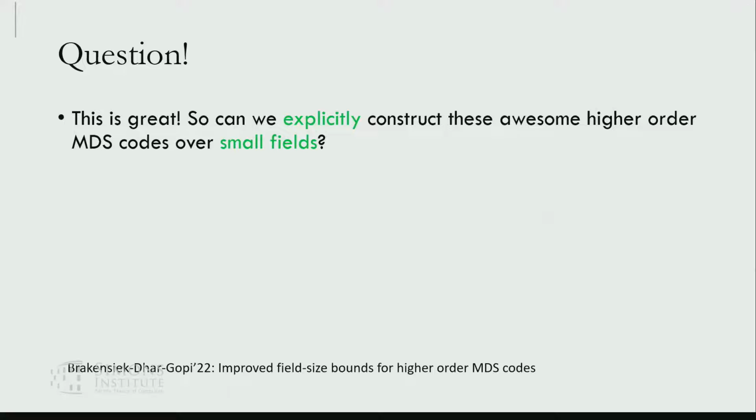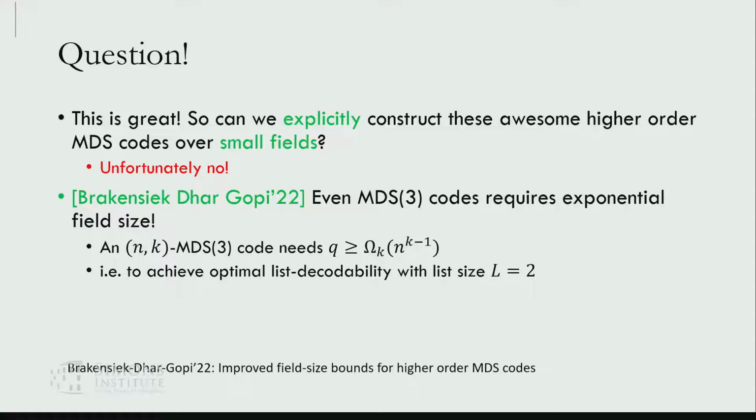Okay, so since then, there was a lot of progress. So let me talk about that. We want to know, there are these great codes, higher order MDS codes, but do they exist over small fields? That's the big question. Turns out, no, unfortunately, this was very disappointing. So we showed a lower bound that already at MDS 3, you need exponential field size, which is very surprising. What that means is if you want optimal list decodable with just list size 2, you already need exponential fields.